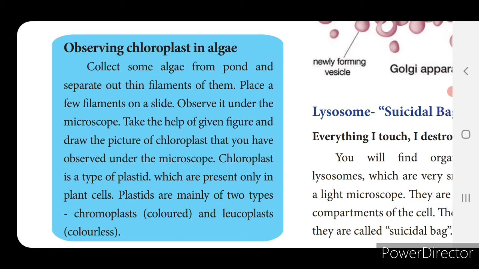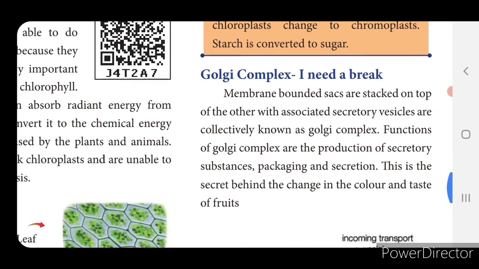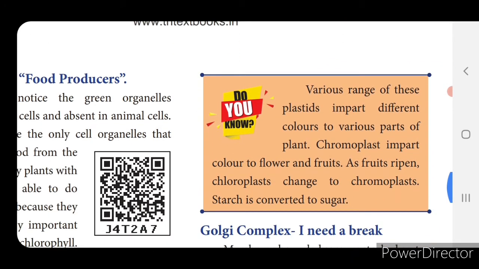Chloroplast is a type of plastid, which is present only in plant cells, and plastids are mainly of two types: chromoplast, that is colored, and leucoplast, which is colorless. Okay children, next we'll see that various plastids impart different colors to various parts of the plant. Chromoplasts impart color to flowers and fruits.